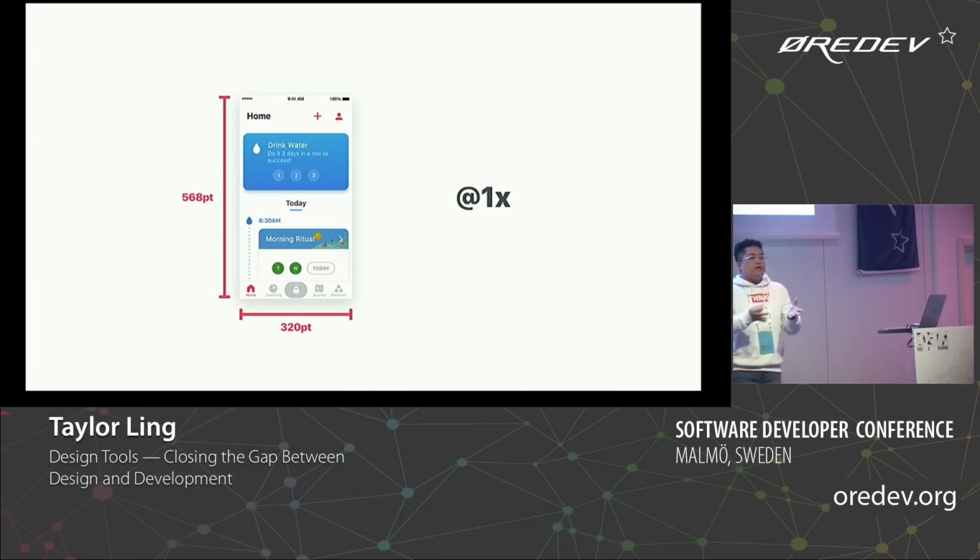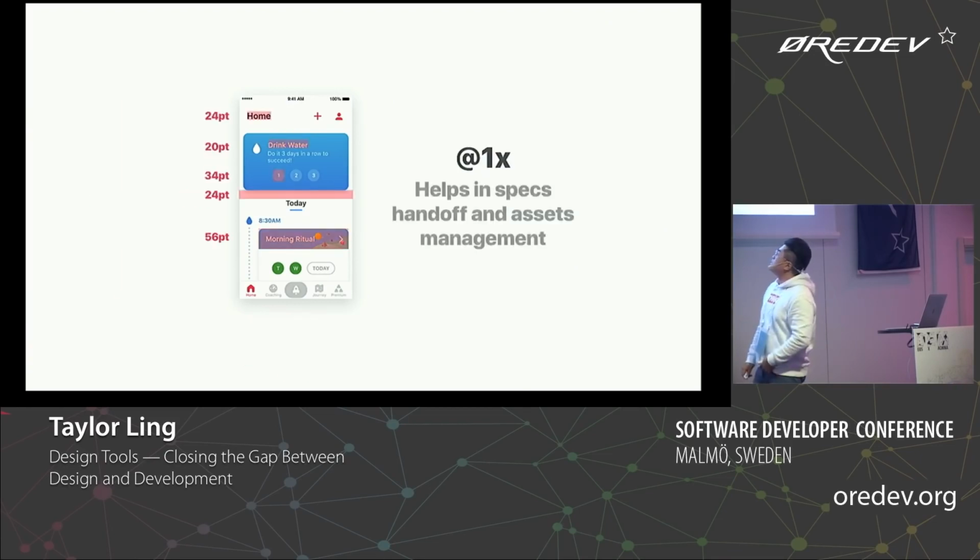So for designers, if they are designing in larger screen sizes and there's no reference to the small screen size, definitely get them to design in the smaller screen. This is the size it should be, 320 times 568 points. Because it's the same thing, if you design in 1x, every value will be usable by the developers.